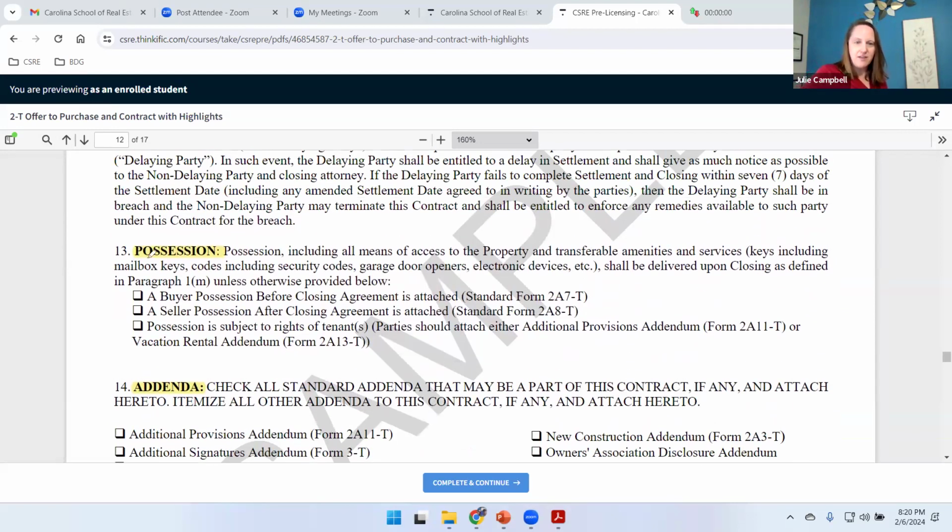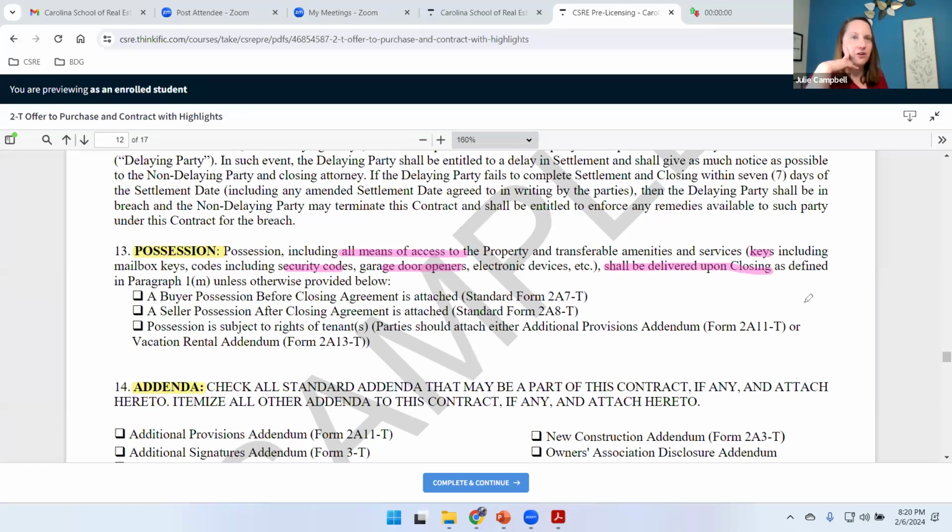Possession. We've talked about this. Possession, including all means of access to the property, such as keys, security codes, garage door openers, shall be delivered upon closing. Buyers should not be getting access to the property until that deed is recorded. There are so many stories of buyers getting the keys at settlement. But my question to you is, what does the contract say?